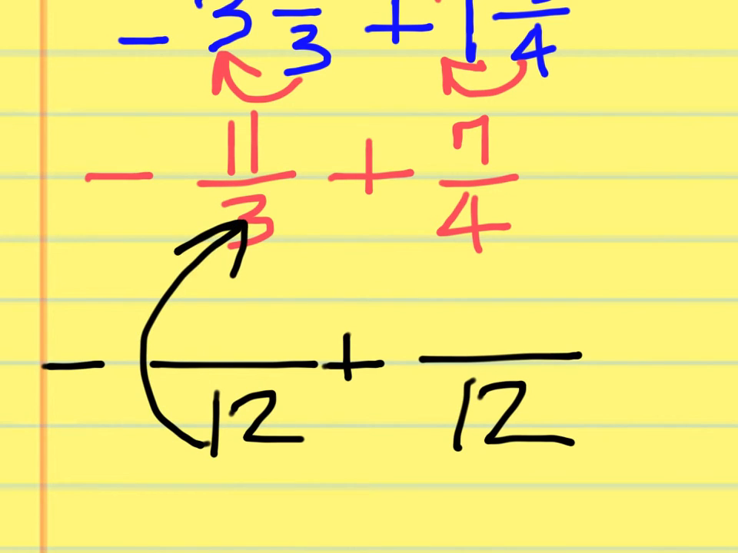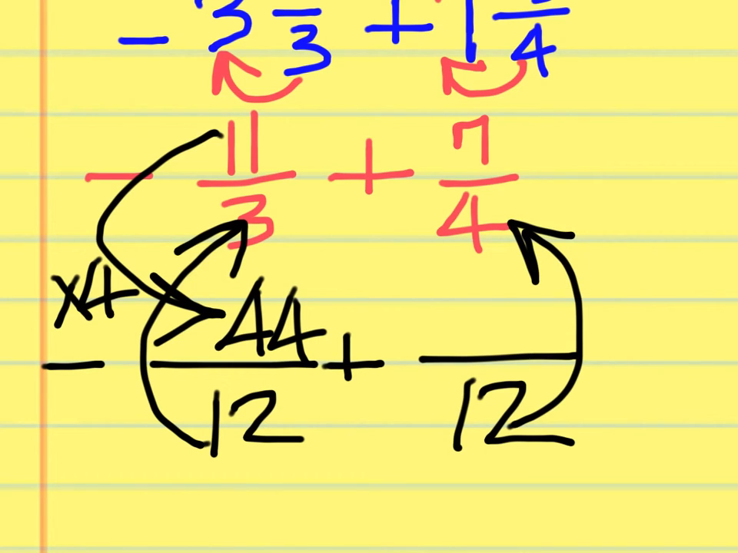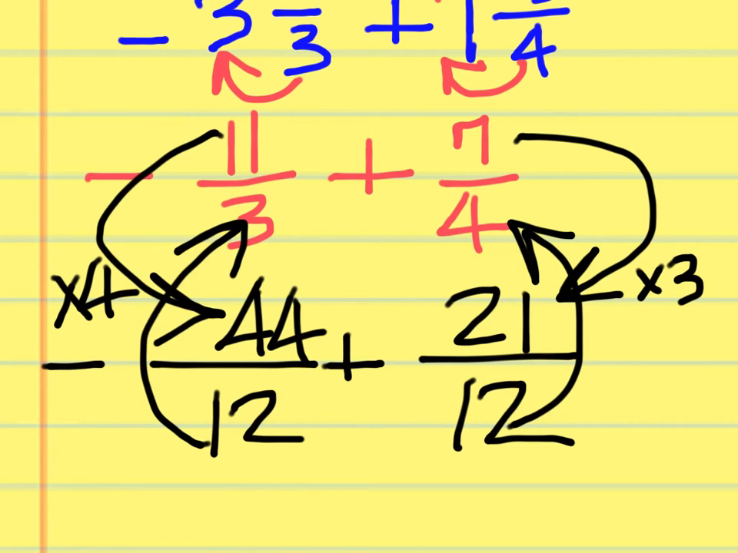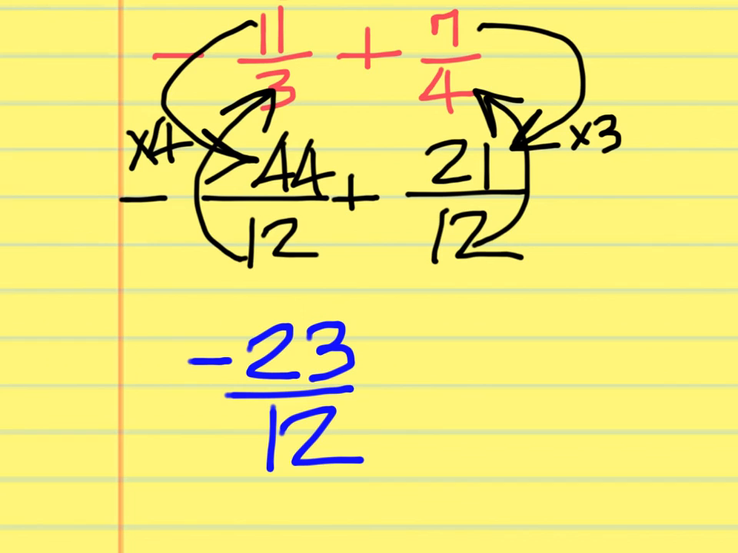12 divided by 3 is what? So 11 times 4 is what? Yeah, 44. 12 divided by 4 is what? What's 3 times 7? Okay, so you have to do a negative 44 plus 21. And negative 44 plus 21 is a negative 23. Put that over 12.